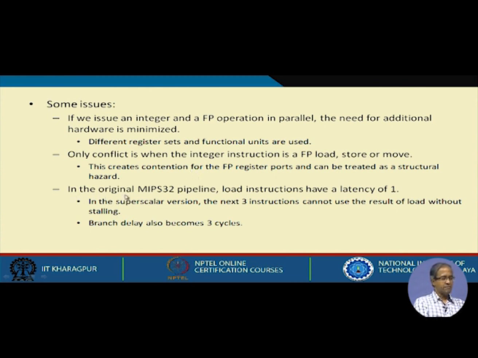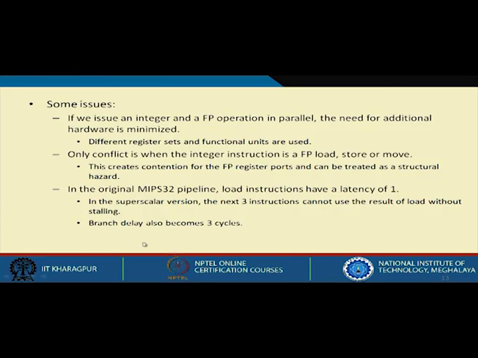Another issue is that for the original MIPS pipeline, whenever there is a load instruction, the latency was 1, but for the superscalar version it is not 1, it will be 3, because not only the next instruction that is coming together, but in the next clock the next 2 instructions also have to wait, because of that latency of 1 cycle. So, now latency in terms of instructions will be 3. So, 3 instructions will have to wait rather than 1. Similarly, branch delay will also become 3 cycles and not 1.